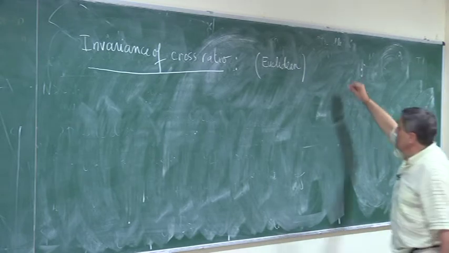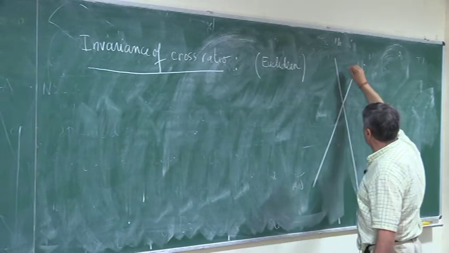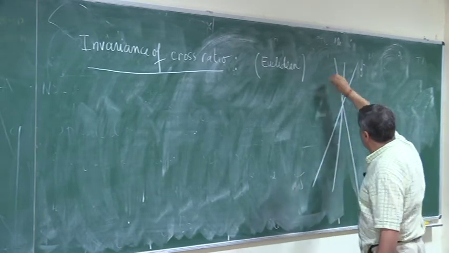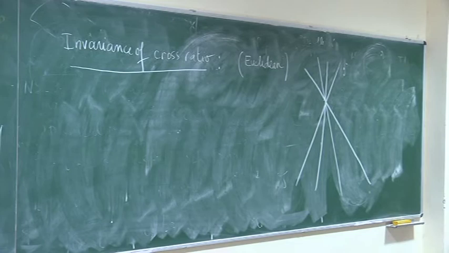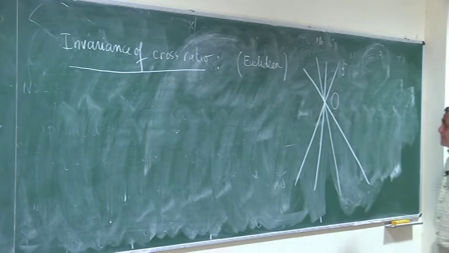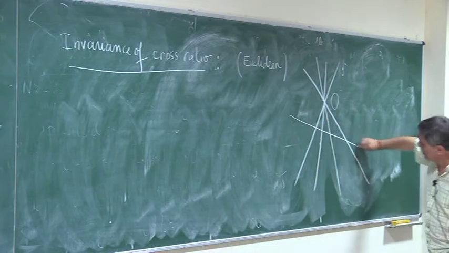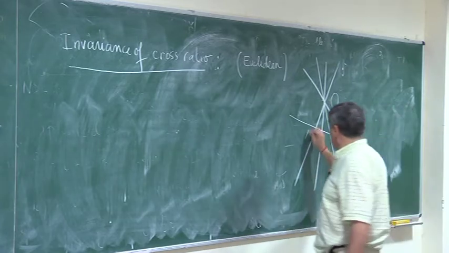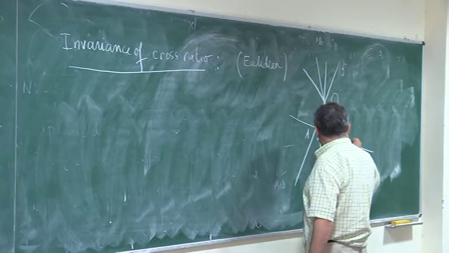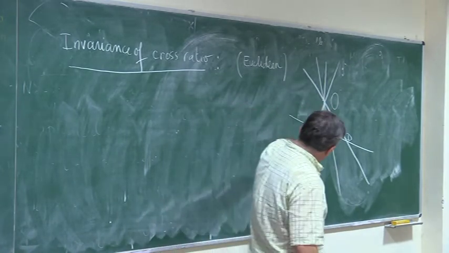So the configuration is like this. You have 4 lines which intersect at a point. Then you take another line which intersects these 4 lines, and you call these points A, B, C, D. And you form the cross ratio of these 4 points.